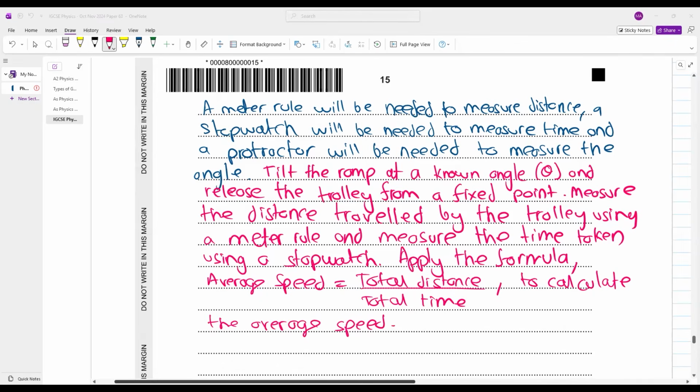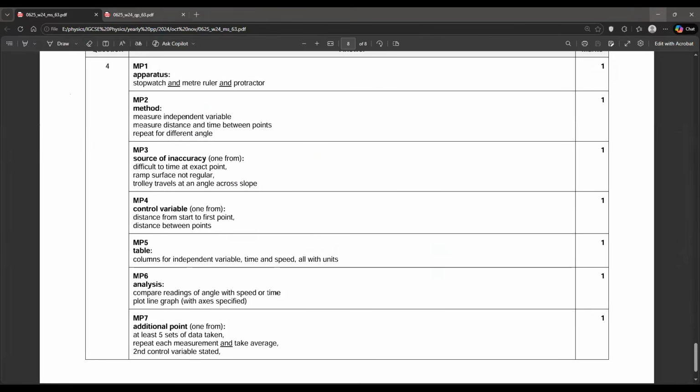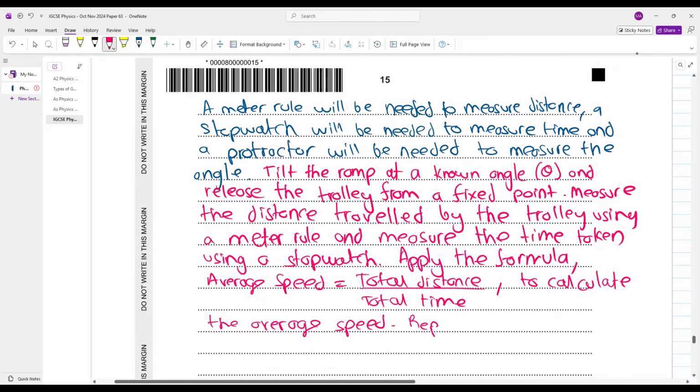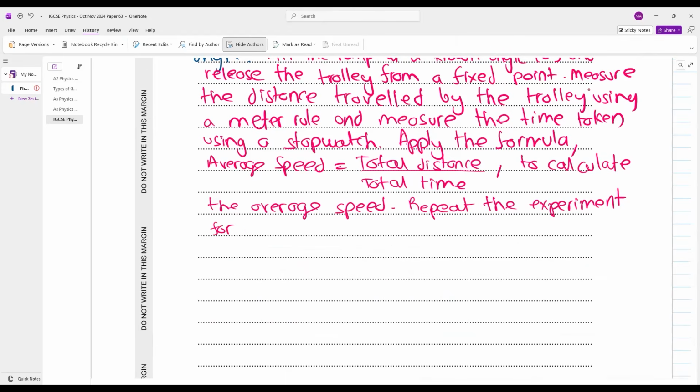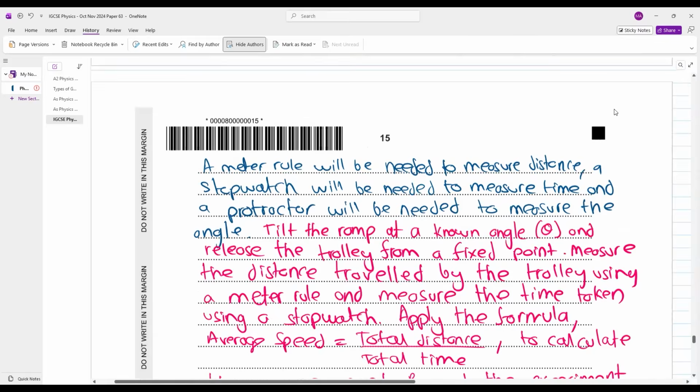Now, what further you will say? Repeat the experiment for at least 5 different angles. अच्छा जी, उसके बाद क्या बताना है आपने?